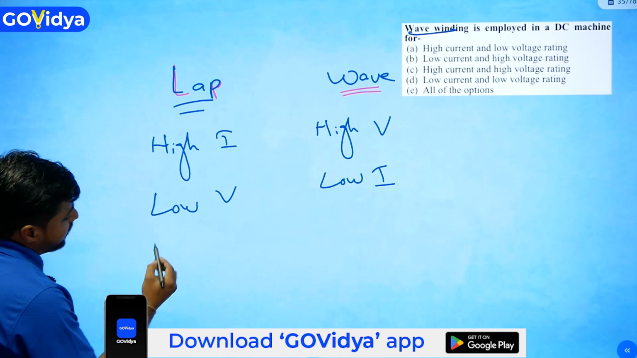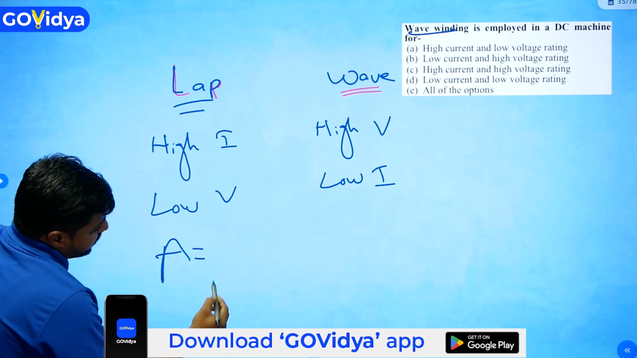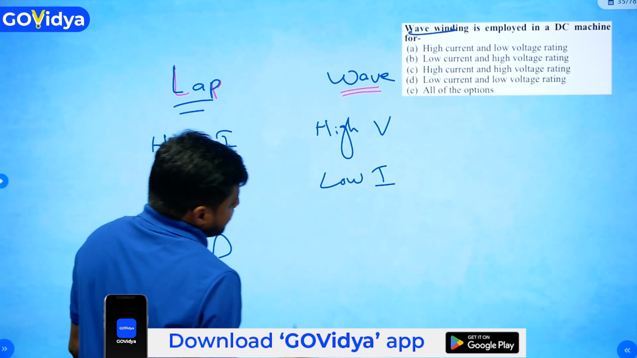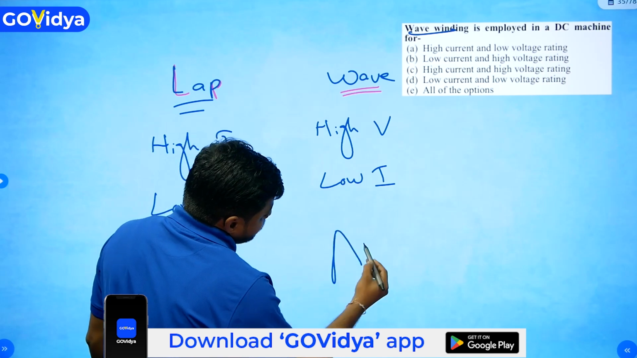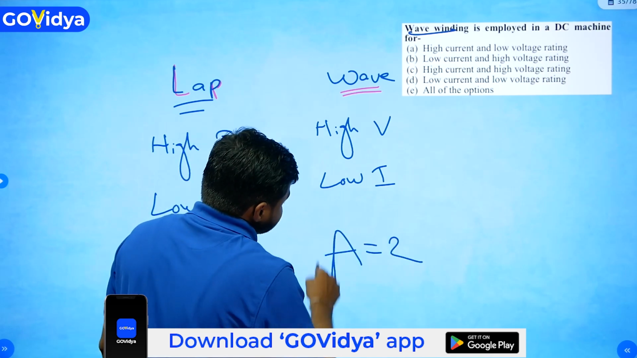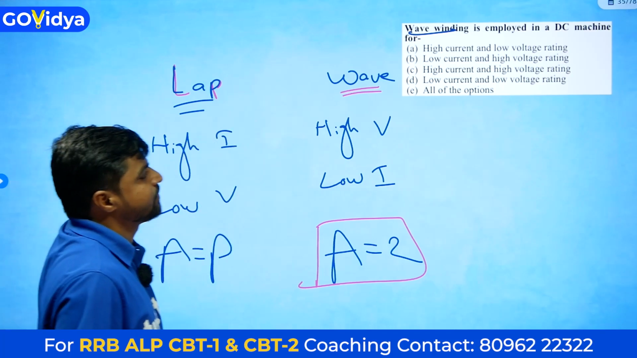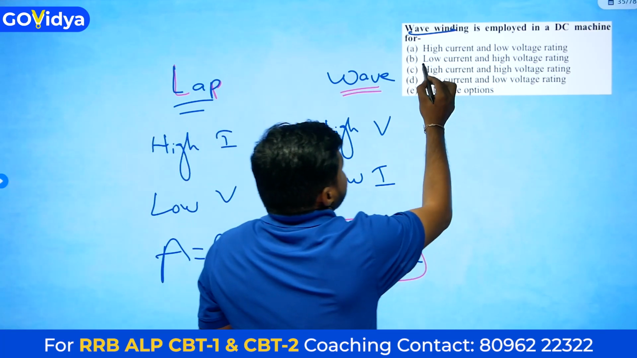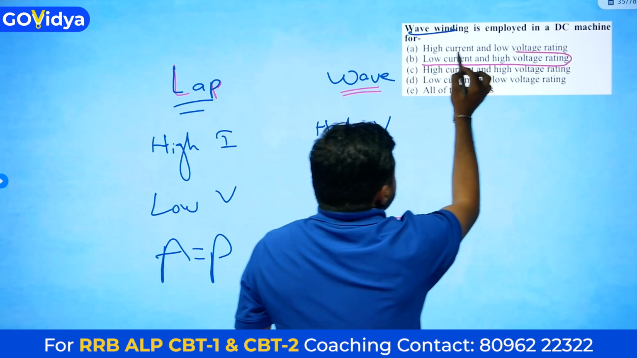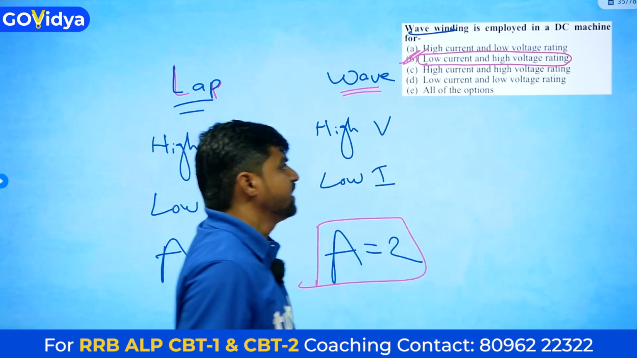Here in lap winding, the number of parallel paths is equal to the number of poles. In wave winding, the number of parallel paths is always 2. Here wave winding is used for high voltage and low current. From the options, option B is the correct answer, low current and high voltage. Option B is the correct answer.